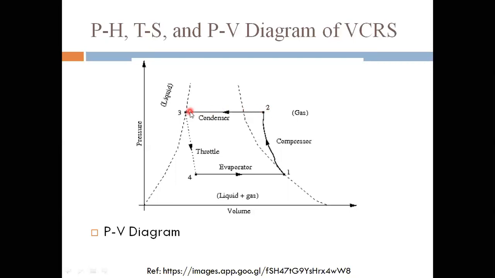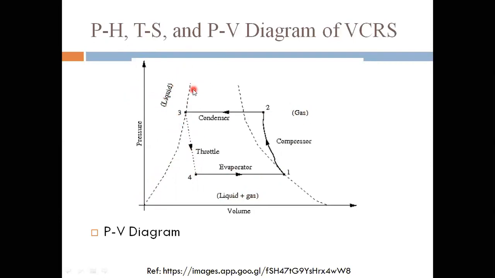Then there is the condensation process. Theoretically it is at constant pressure, but practically there is a change in the pressure of the condenser. Then 3 to 4 is the expansion, a reduction in pressure, which you can call throttling or the expansion process. After that, 4 to 1 is the evaporation process. So this is the PV diagram. As we already discussed, this is the liquid plus vapor region, this is the superheated or gas region, and this is the subcooled liquid region.